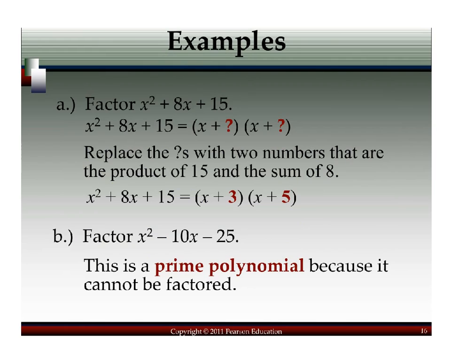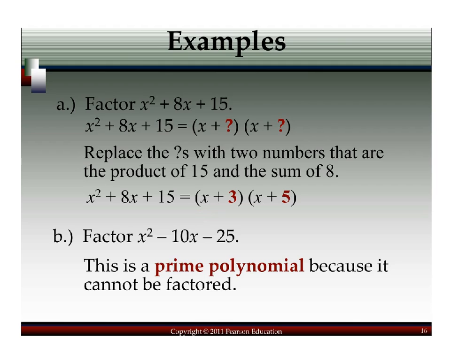Now, factoring in this example right here, already written out for us, we have x squared plus 8x plus 15. So again, following the process, just write out your parentheses, place the x in it as your first term. And then what goes in these question marks are factors of 15 that add to 8. So the factors of 15 that add to 8 are 3 and 5. So that is what goes in the question marks, 3 and 5, like this down here.